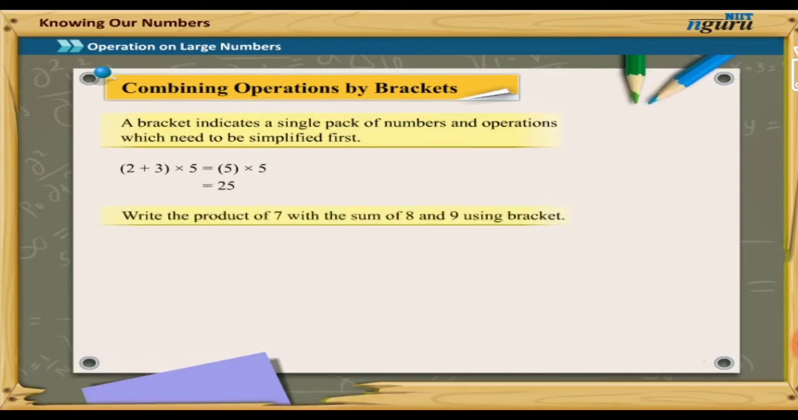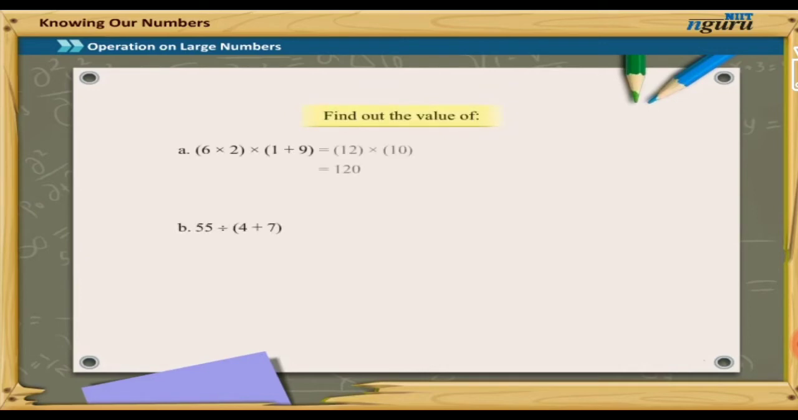Let us see another example. Here the sum of 8 and 9 is the combined operation. So the product of 7 with the sum of 8 and 9 is written as shown. Let's now solve this problem. You need to first solve the expression inside the brackets. Similarly, we can solve the second part of the question. Simplifying gives answer as 5.